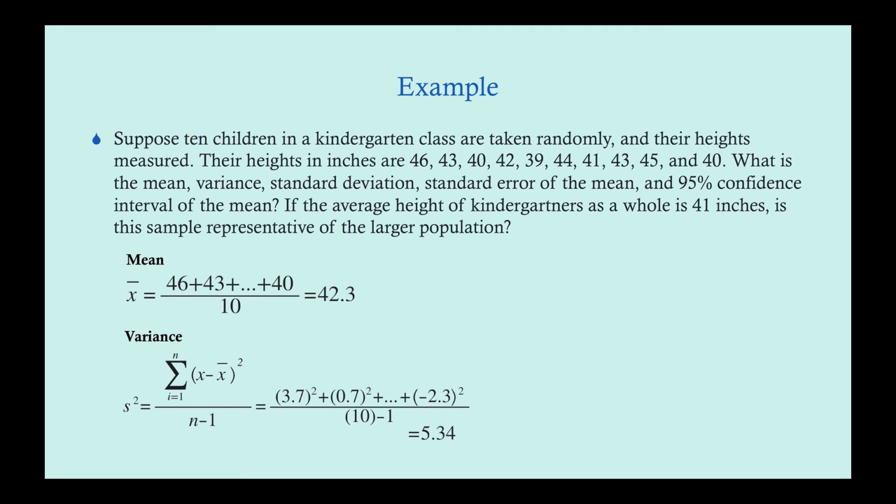Now what about standard deviation? That shouldn't take you very long. What's standard deviation? It's the square root of the variance. So square root of 5.34 is 2.31. Standard deviation is important because that fits into all these formulas that we've been using.